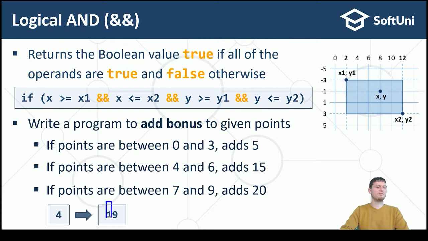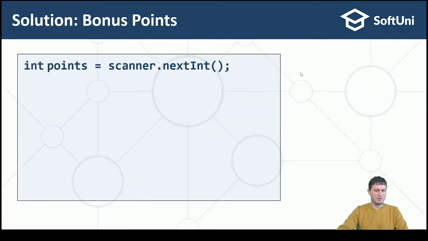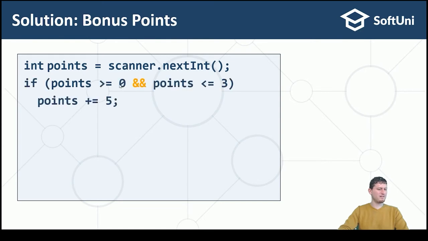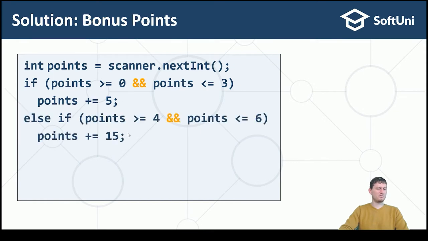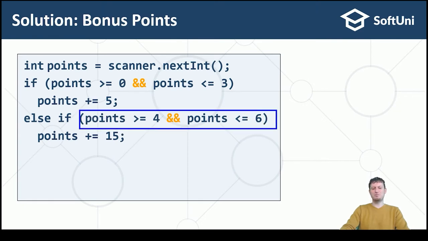How can this be implemented? Bonus points. We read the bonus points. If the points are from 0 to 3, we add 5. Otherwise, if points are from 4 to 6, which means the points are bigger than or equal to 4, and at the same time, bonus points are less than or equal to 6, this means that we have the range 4 to 6. This is how we express this in Java.